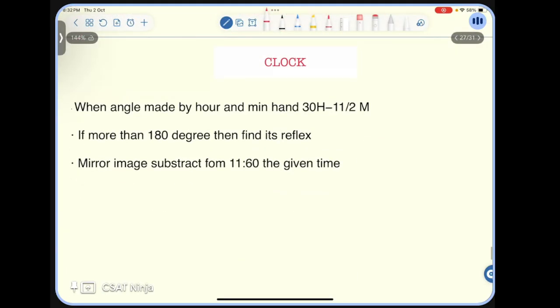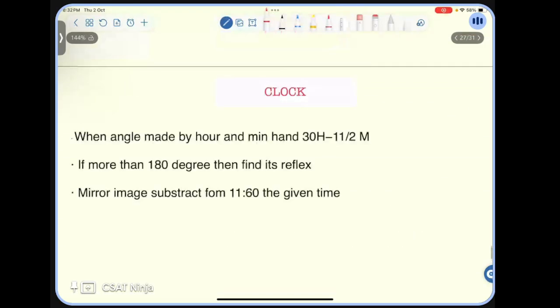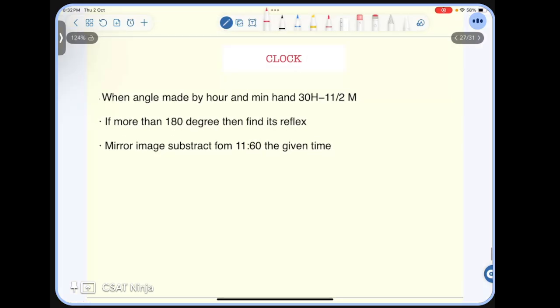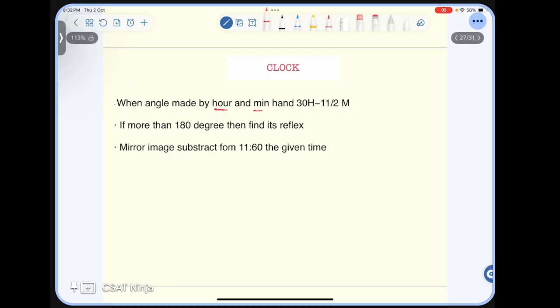So now this is the last concept for the night. If possible, we can discuss more later in the coming days. I haven't discussed this topic yet, clock. It's a very simple concept. If in your question the hour hand and minute hand are given, then the formula is this. I'll suggest you memorize this. The formula is 30H minus 11 by 2 into minute.